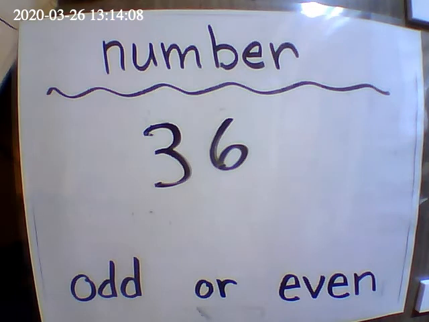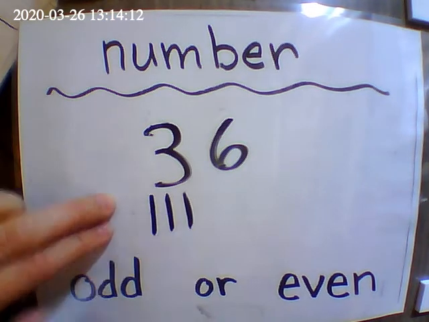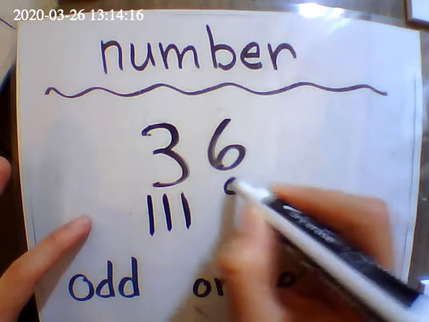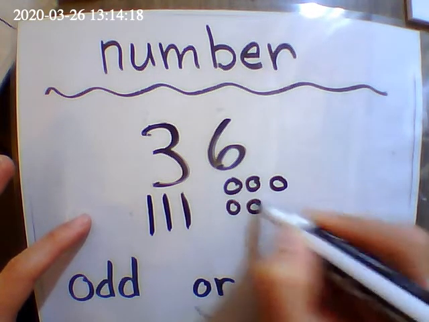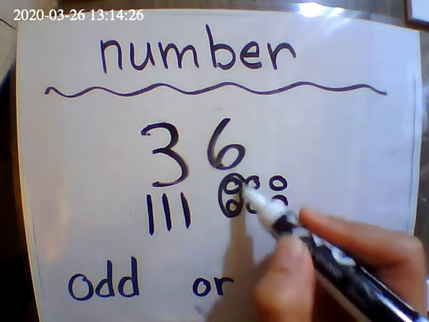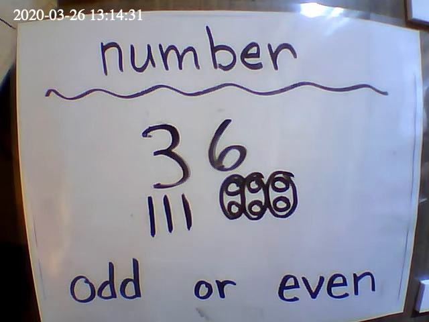And so for 36, how many tens do we have? 3 tens. And how many ones do we have? 6 ones. Is our number odd or even? So to figure that out, we're going to group these into pairs. Every number has a pair, so the number is even.